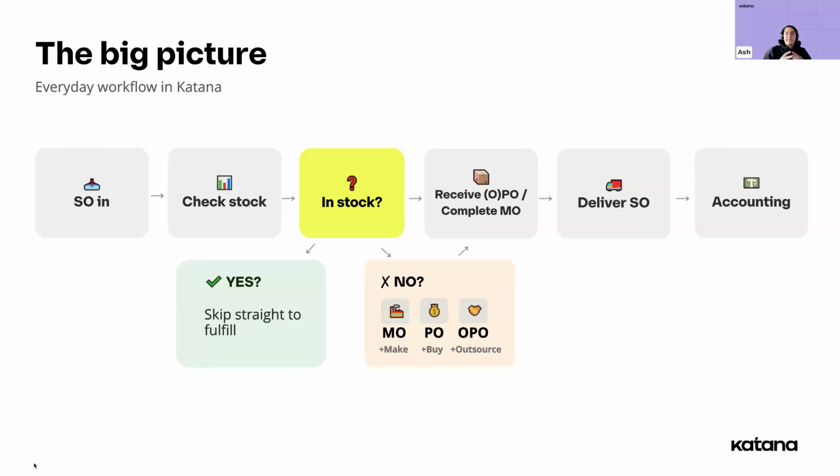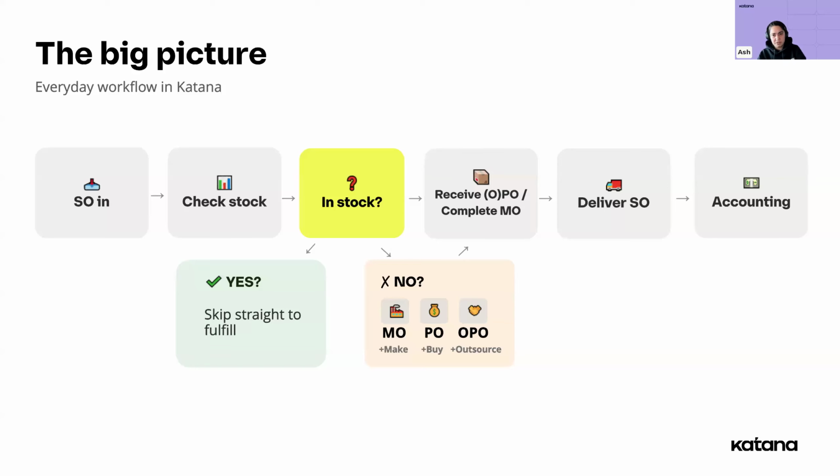And to close everything out, as a whole, now we have done everything from start to finish in Katana. The bigger picture kind of works in reverse, in a way. Sales orders come in, you go ahead and check your stock levels. Do you have that in stock? Yes? No problem. You're good to go ahead and fulfill the order right up. If you do not have it in stock, there are potentially 3 actions that you can take to bring that product in stock. If you are manufacturing, you create a manufacturing order and complete it.